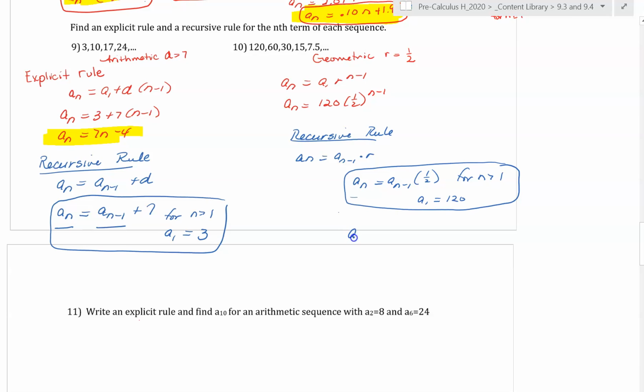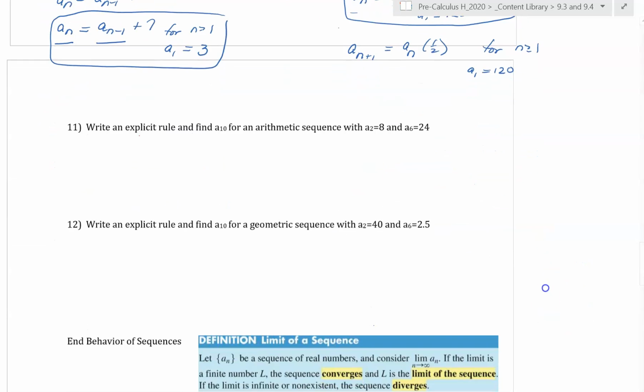Notice for a recursive rule, you also could have said a sub n plus 1 is equal to the nth term, which would be the previous term, times 1/2. You would just have to adjust and say for n greater than or equal to 1, and the first term is 120. So notice for recursive, you certainly need to give the first term. So we have two challenge problems here.